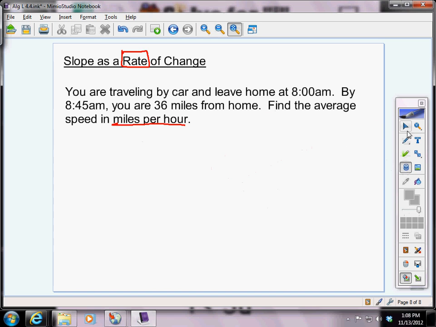So we look at a problem like this. We know, if we want miles per hour, that we're traveling 36 miles. And how long? Well, it wants hours, but right now we're dealing in minutes, right? We went from 8 a.m. to 8:45 a.m. That's 45 minutes. So if I change this into a unit rate, I could go 36 divided by 45 and get 0.8 miles per minute.